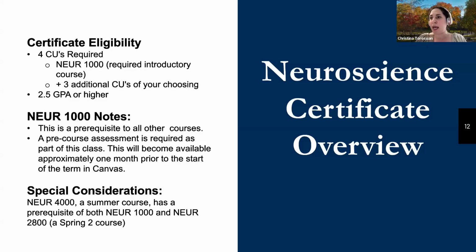One extra note, I did mention you're able to take any three additional courses other than Neuroscience 1000, which interest you. If you are specifically interested in our psychopharmacology course, which is Neuroscience 4000, it is traditionally offered in the summer. That is the only course we have which has an additional prerequisite. So you would need to take Neuroscience 1000 and Neuroscience 2800, Autonomic Pharmacology, which is a Spring 2 course. All of that to say, Neuroscience 1000 is the prerequisite to all other courses. Neuroscience 4000 is the only class that has one extra prerequisite required.